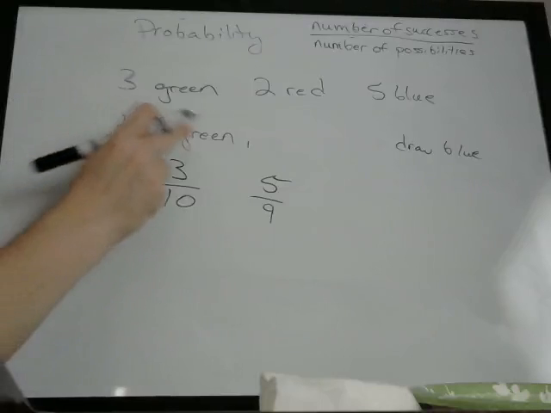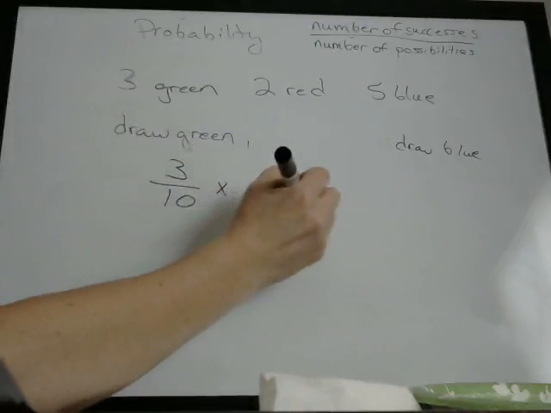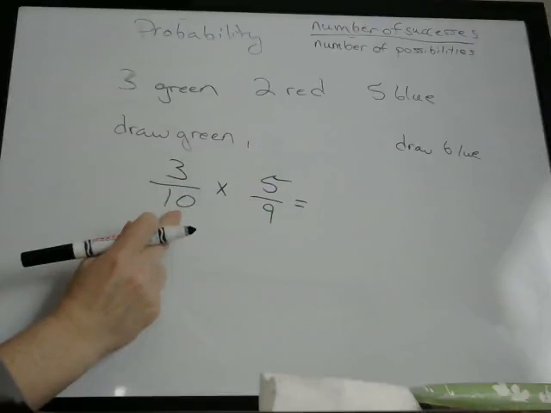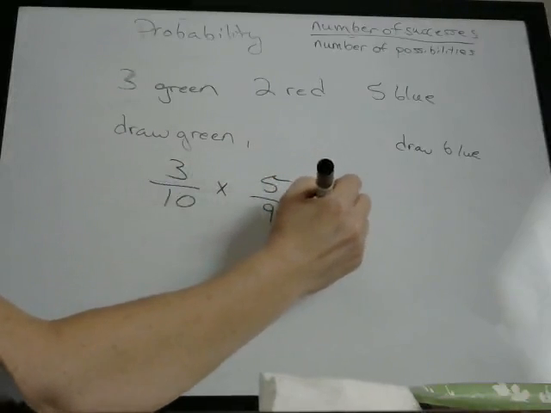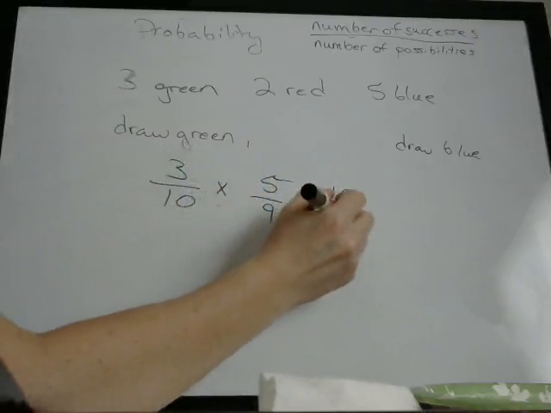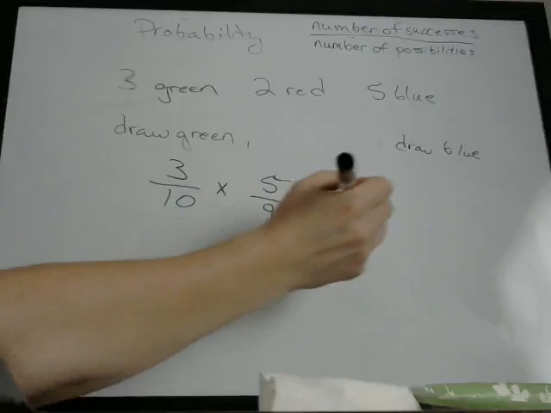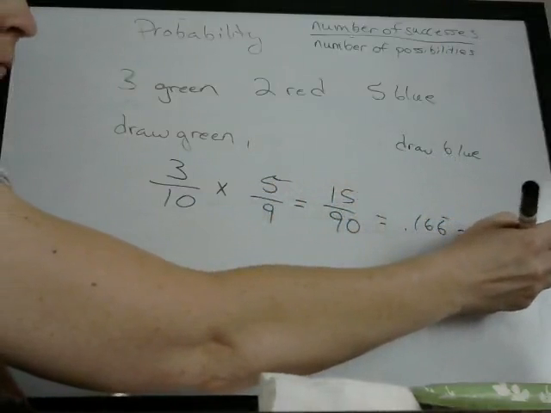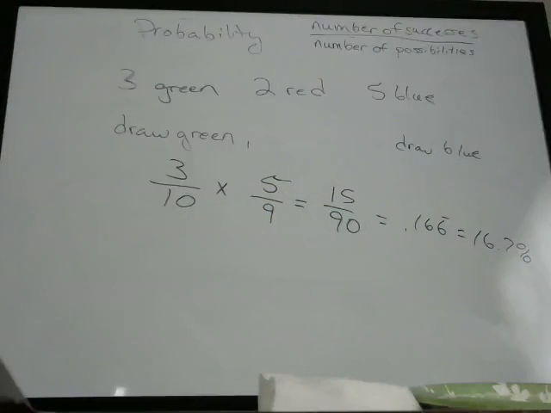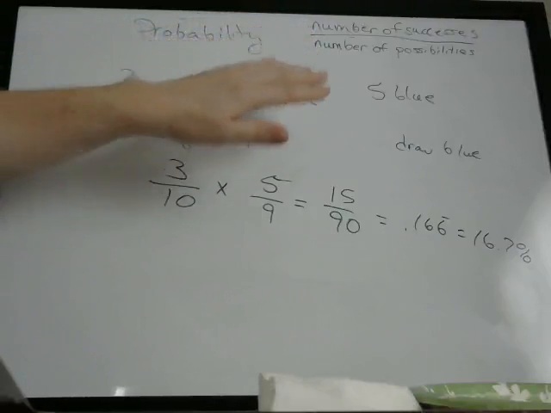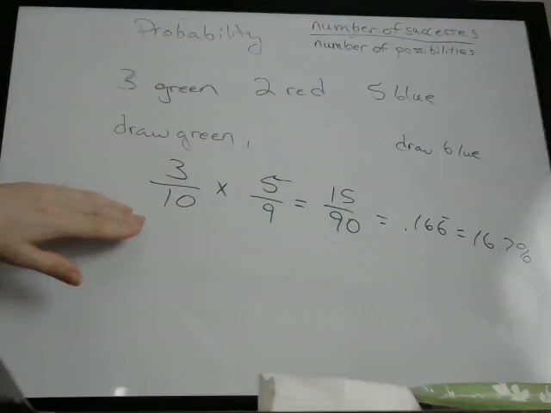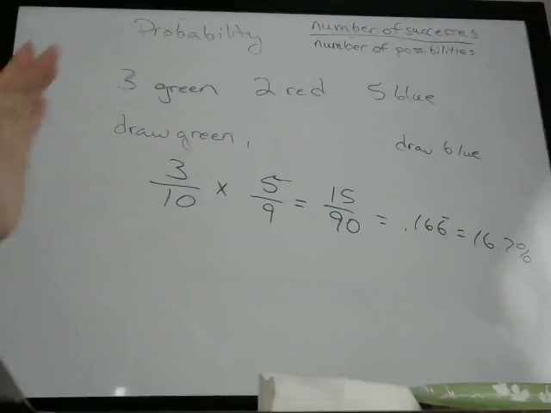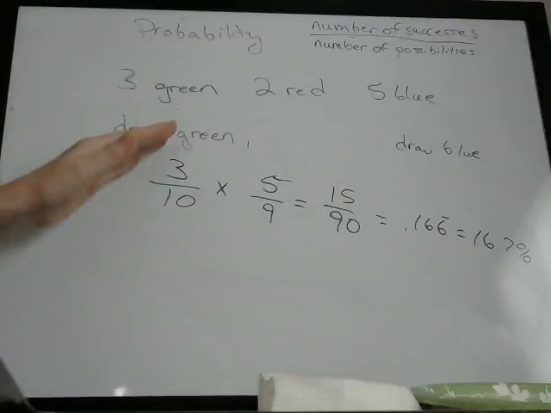So the probability that you draw a green, then draw a blue, again, you just find them independently, but then you multiply them together. 3 times 5, 10 times 9. And then you can make that into a percentage and round it up, 16.7%. So just remember, number of successes over number of possibilities. You're generally going to leave your answers as a fraction. And if you have 2 events happening in a row, you find them independently and then multiply them together.